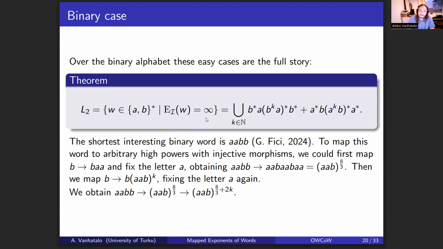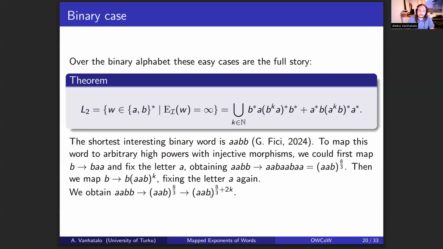And yeah, for example, we have this AABB word, and we can map it by mapping B to BAA to get a fractional repetition of AAB. And then we can map B again to B, and then repeat AAB as many times as we want to get as large a repetition of AAB as we want. This is how the binary case goes.